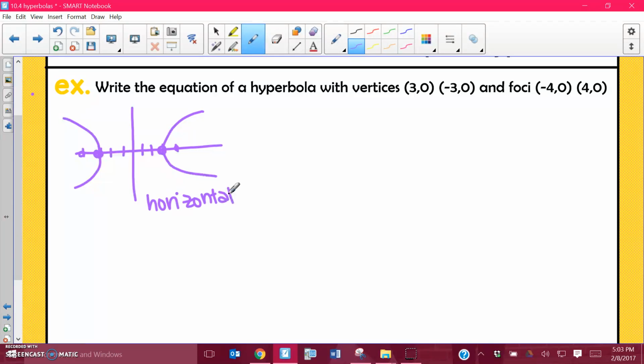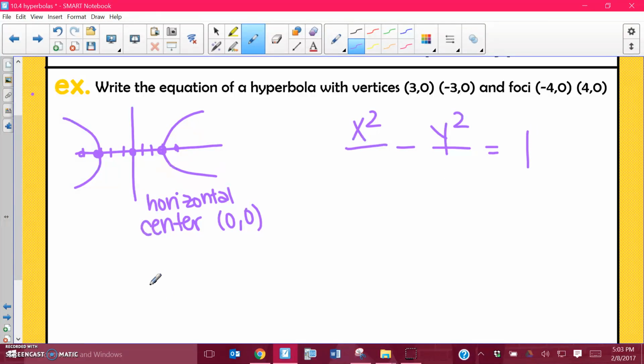And if you notice, the middle point of those is the origin, and I could always use my midpoint formula. I know my center is actually at the origin, so it's at (0, 0). So if it's horizontal, I know that my x squared comes first, and then my y squared comes second, and I don't have anything to do for the center, and that equals 1. Now I've got to figure out what goes underneath.